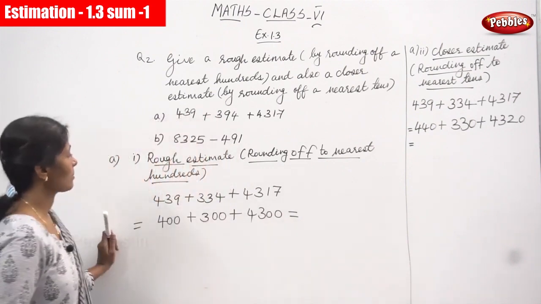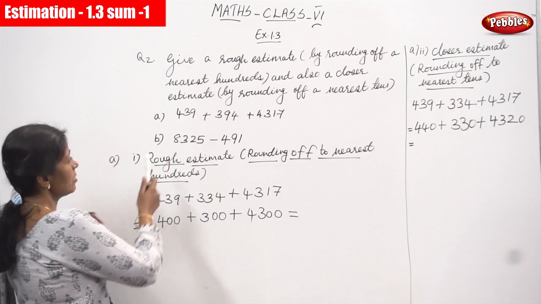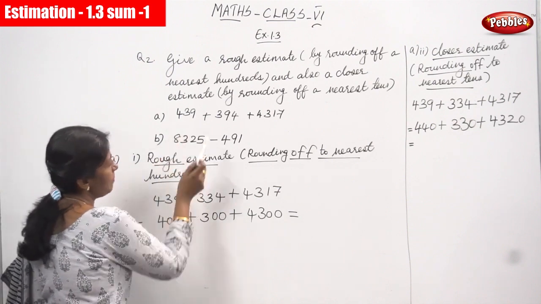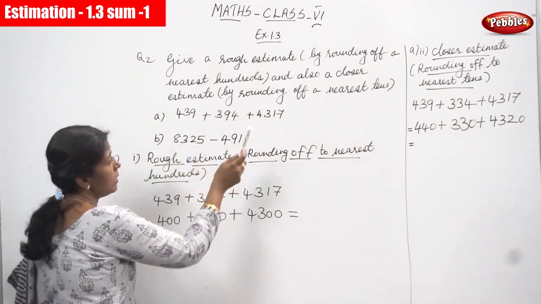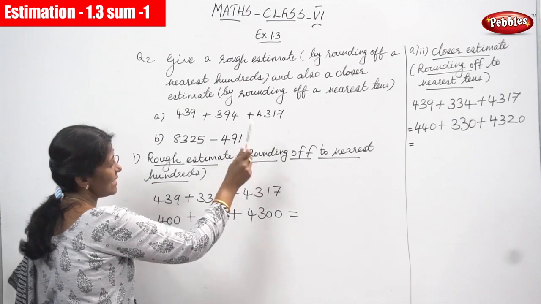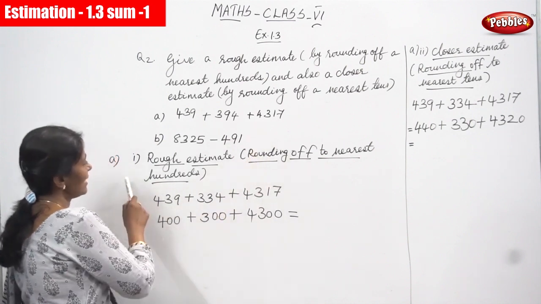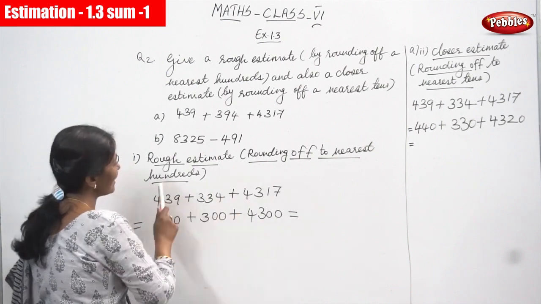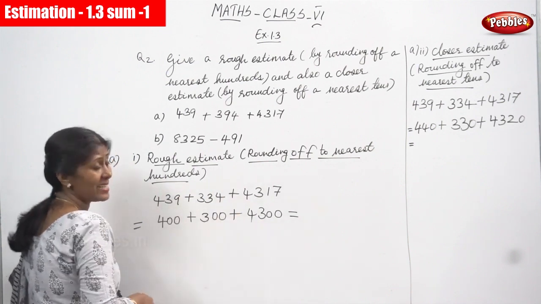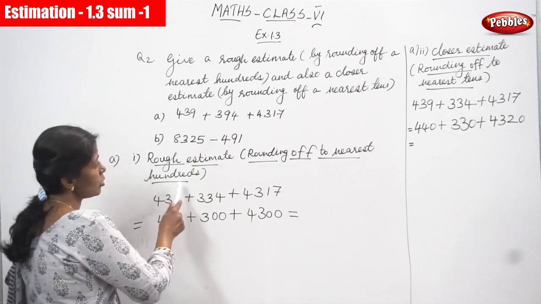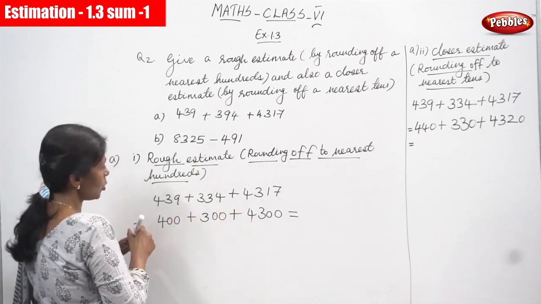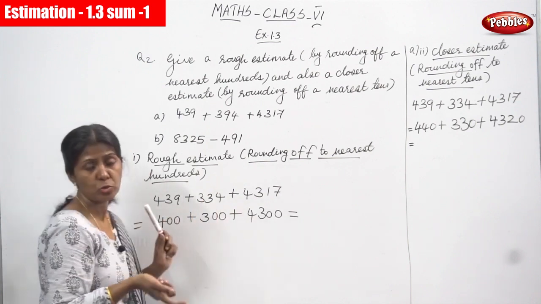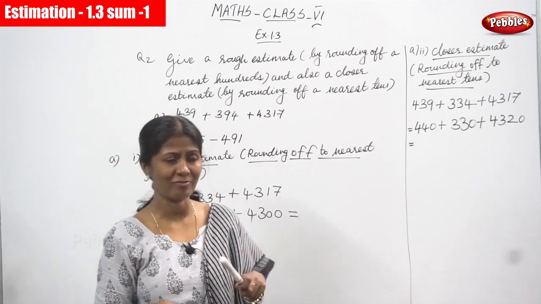Okay, now I am going to explain the first sum, A sum. 439 plus 394 plus 4317. So the heading is a rough estimation. Rough estimate: rounding off to the nearest 100. Rounding off to the nearest 100 means the last two digits become 0, that you know it very well.